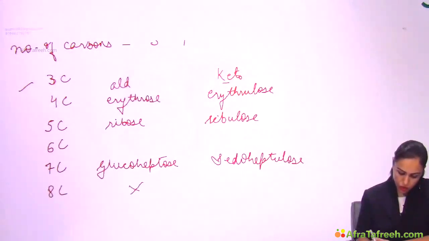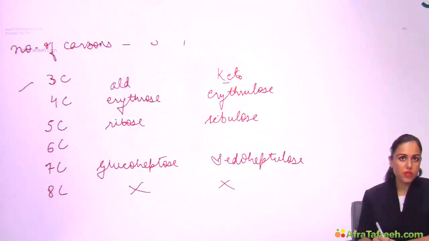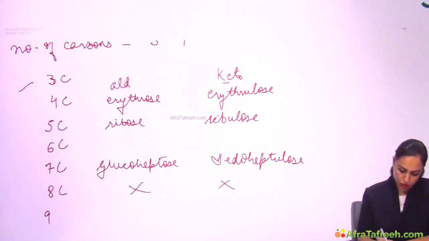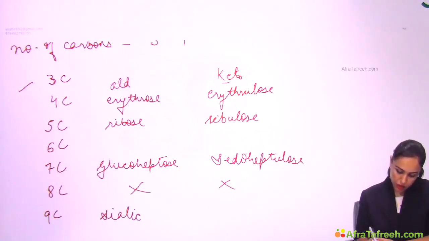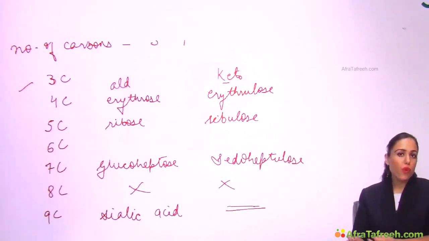Then there is no carbohydrate with 8 carbons, so we don't have any example here. In case of 9 carbon, there is a modified 9 carbon aldehyde sugar known as sialic acid or N-acetyl neuraminic acid, but there is no keto form of 9 carbon carbohydrate, right? So no example again here.